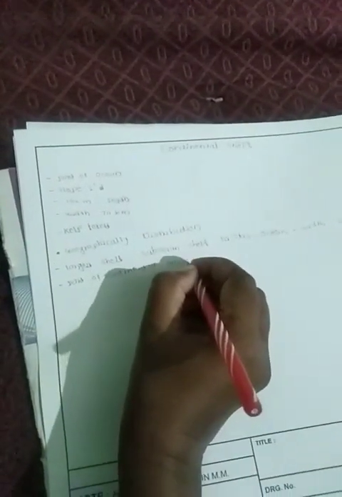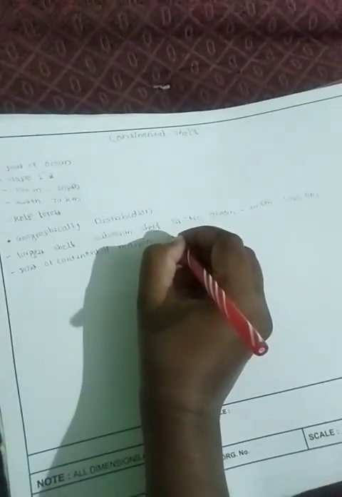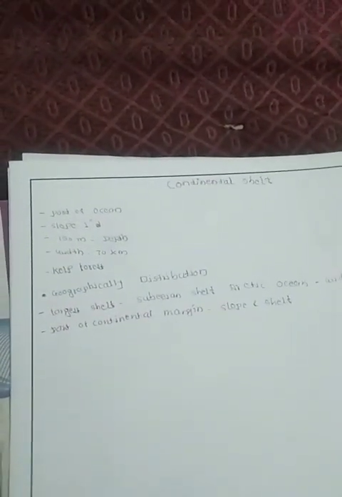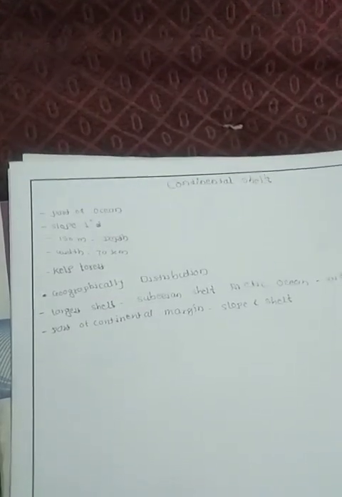Continental margin is a slope and shelf. The shelf is a part of a continental margin. The shelf area is commonly subdivided into inner continental shelf, middle continental shelf and outer continental shelf. So the continental shelf is subdivided into 3 layers.